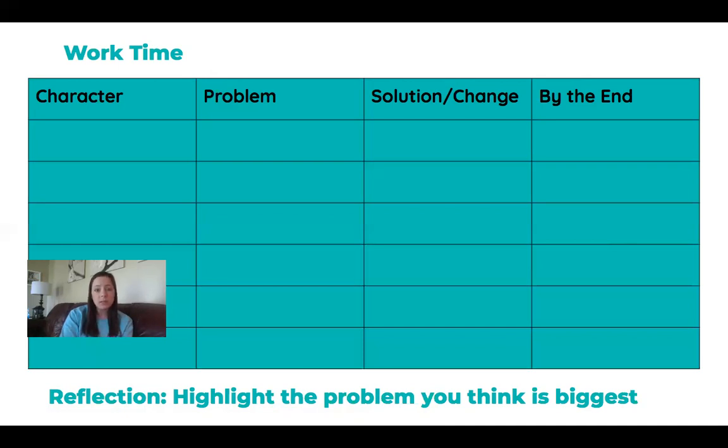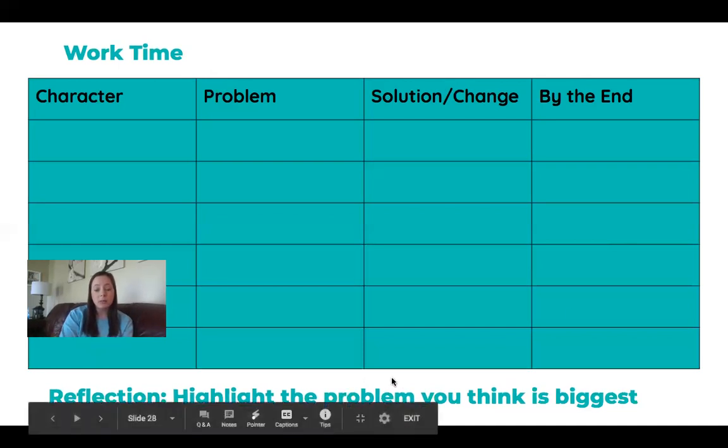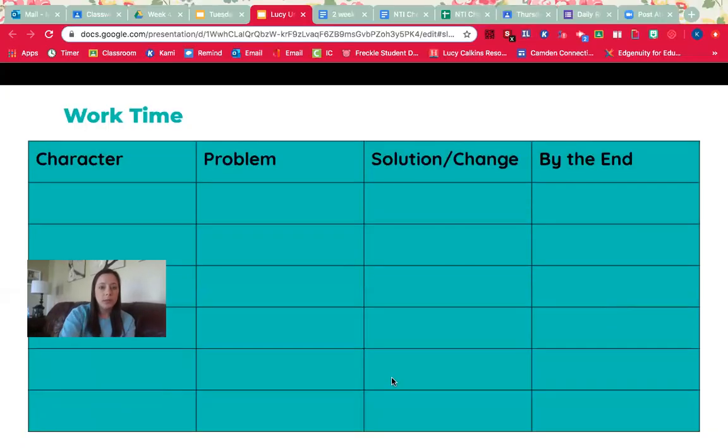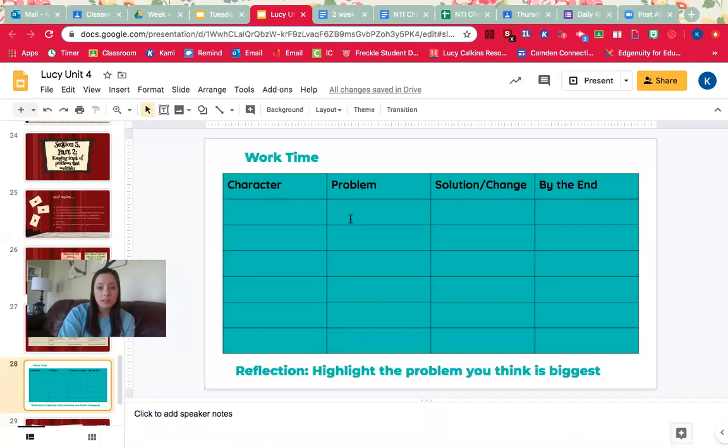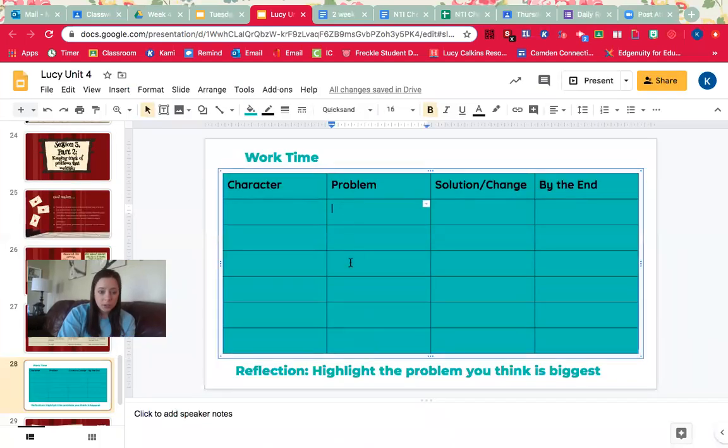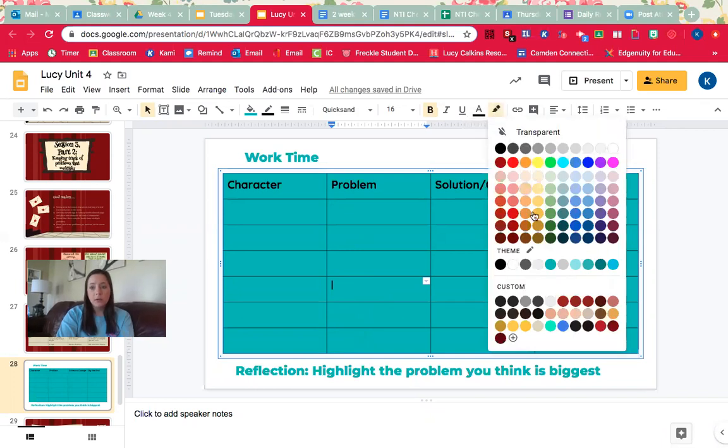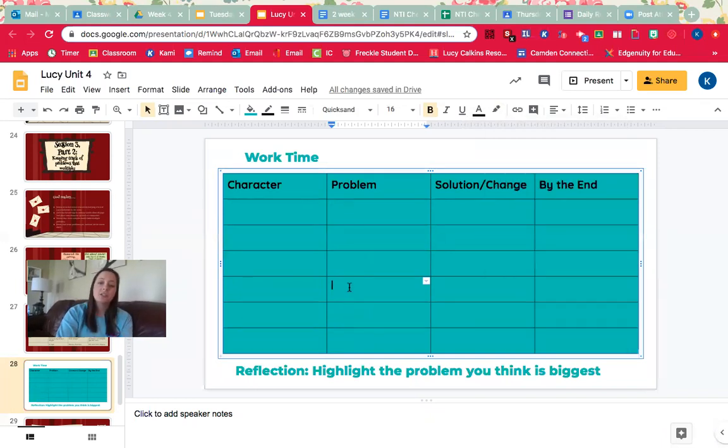Your reflection today is going to be pretty quick. I want you to just highlight the problem you think is the biggest. So what is the biggest problem? So what you're going to do is you will highlight your text, whichever one you're choosing. So if you're choosing this problem, you'll highlight it by clicking on this right here where it says highlight color, and you can pick a color to highlight your text. So just highlight what you think is, so far, out of the ones that you wrote, what is the biggest problem, okay?